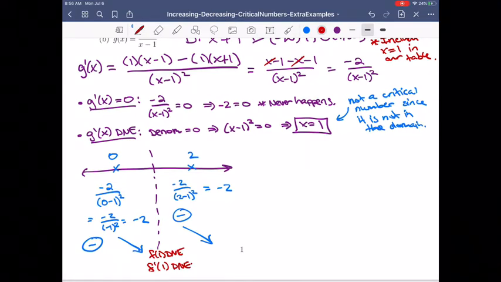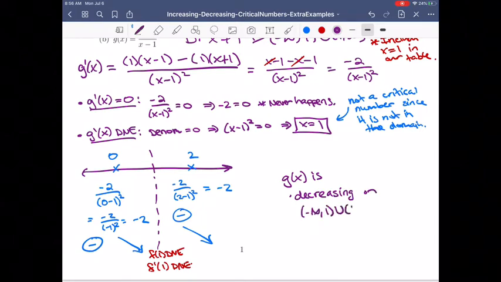Okay, so when we write our answer, g of x is decreasing on the interval, so on negative infinity to 1, and then again from 1 to infinity. This is its entire domain, so that means that it's never increasing.